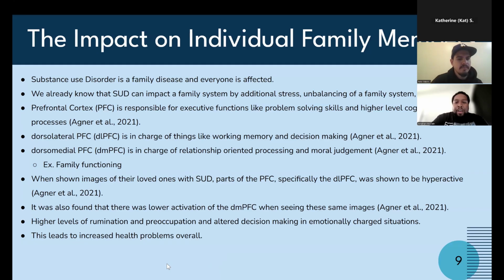So again, that lower activation of that part of the prefrontal cortex does affect the decisions that are being made, which is not helpful for the family members, just as it is not helpful for the family member affected by the disorder.